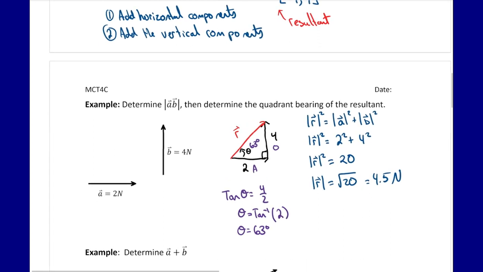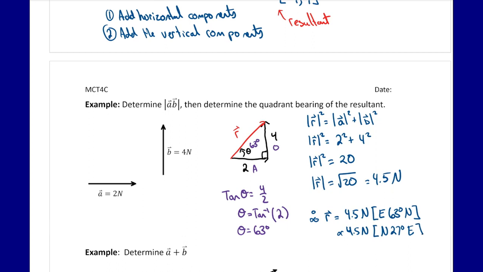So we could say, if we wanted to, therefore the resultant is equal to 4.5 newtons, and then we could say east 63 degrees north, or we could say 4.5 newtons north 27 degrees east. Usually we like to use north and south as our first values, and then so many degrees east or west, and we get the 27 from, again, if we assume a vertical from north, this would have to be 27 degrees.